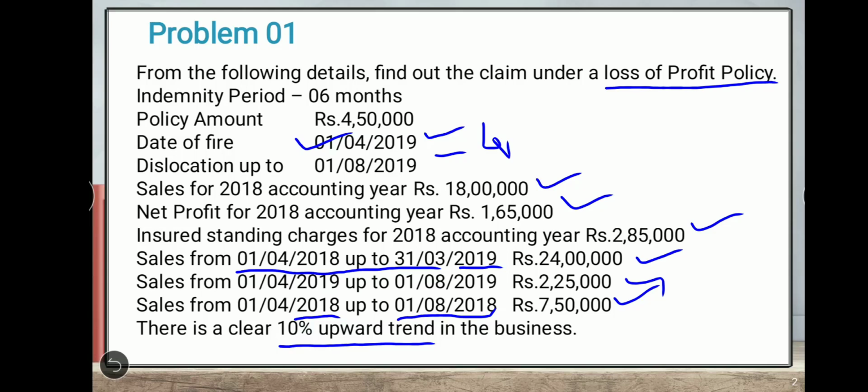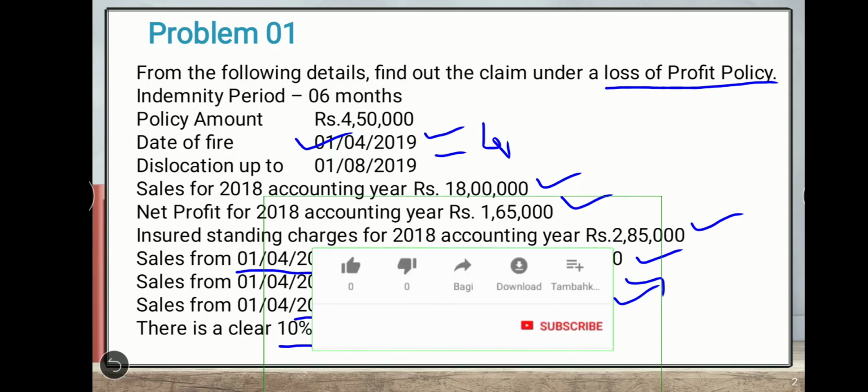What is the first step? You can comment in the chat box. So the first step is calculation of short sales. Then the second step is calculation of gross profit rate or GP rate. Then the third one is calculation of loss of profit on sales. Then the fourth one, we have to check whether the average clause is applicable or not.